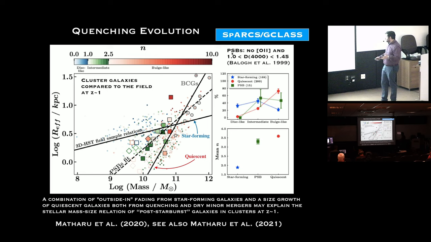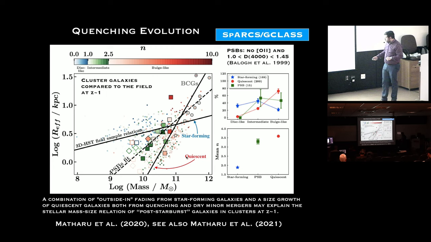And when you select those galaxies, here selected not necessarily in spectroscopy, but also using photometric information, you plot them here as a function of stellar mass and effective radius. So basically the vertical axis is the size of the galaxy, the horizontal axis is the mass of the galaxy. And then you plot this mass-size relation for star-forming field galaxies at the redshifts of the SPARCS clusters, which is about redshift 1, right? And you get that relation here.